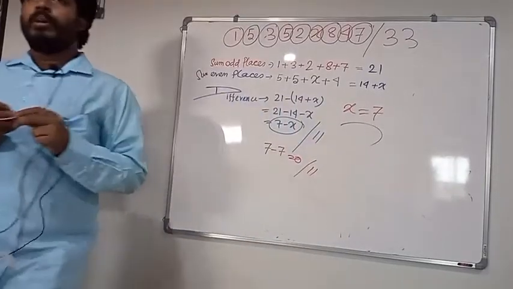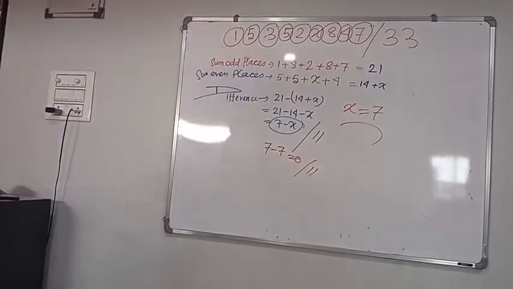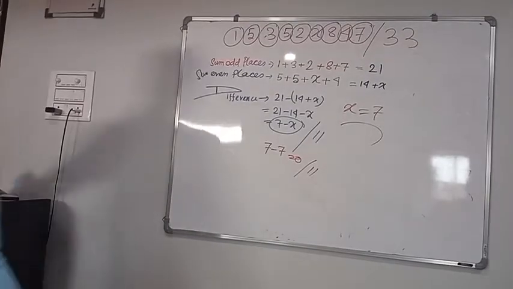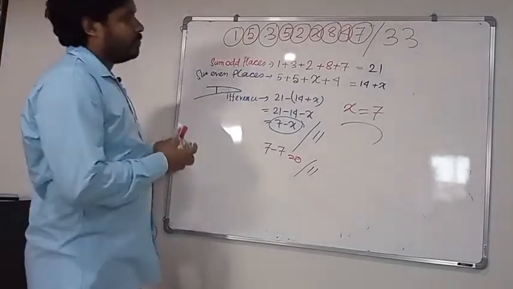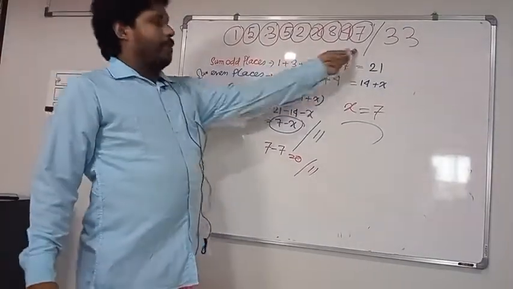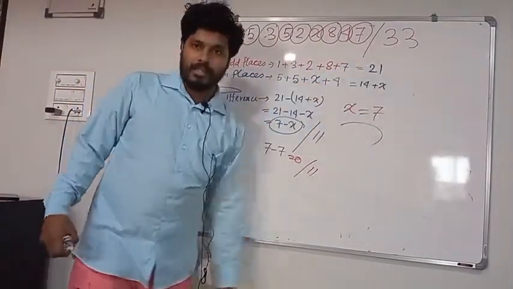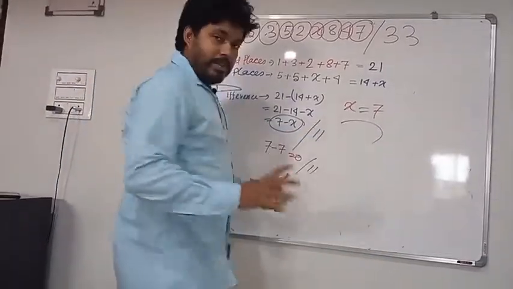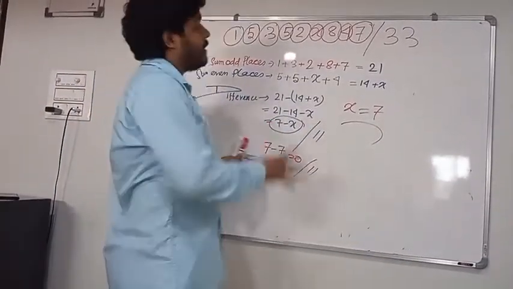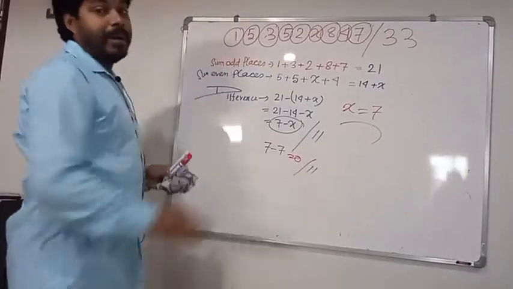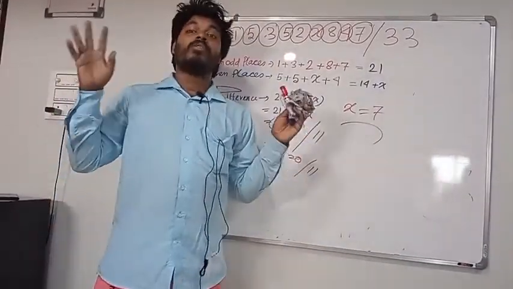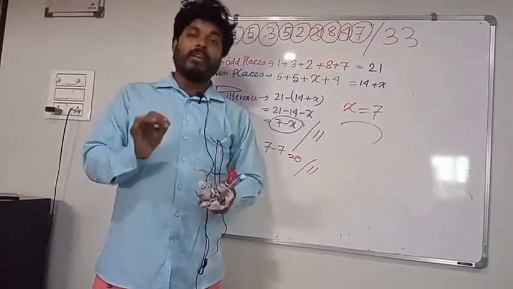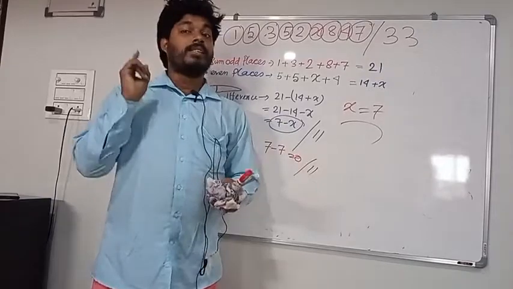Is it clear, everyone? This kind of problem you can also solve. Can you repeat this sum? This is the number and this number is divisible by 33. So x is equal to 7. If x is equal to 7, then this number is divisible by 11. But we cannot say this number is also divisible by 33. This is divisible by 11 only.